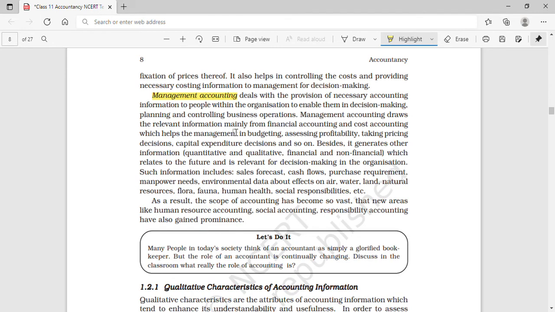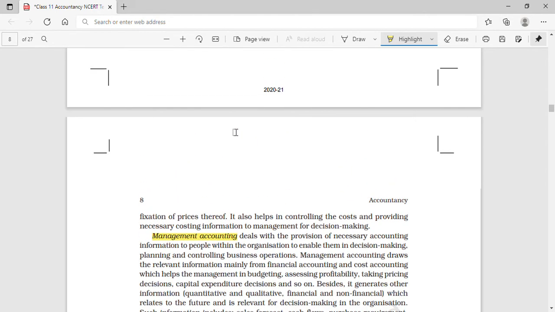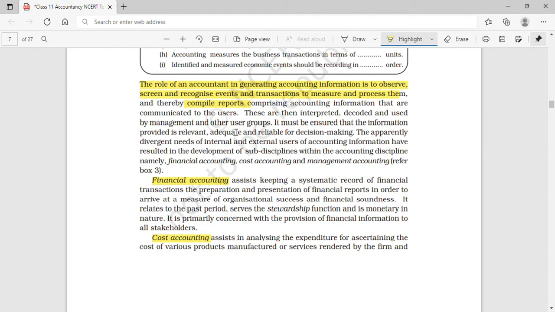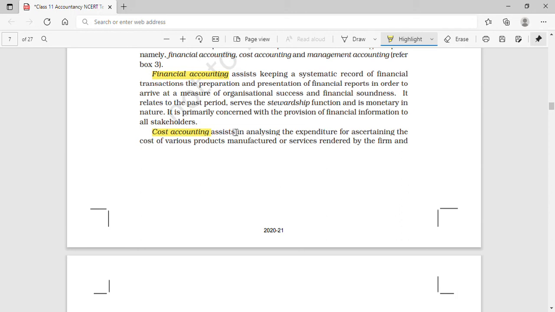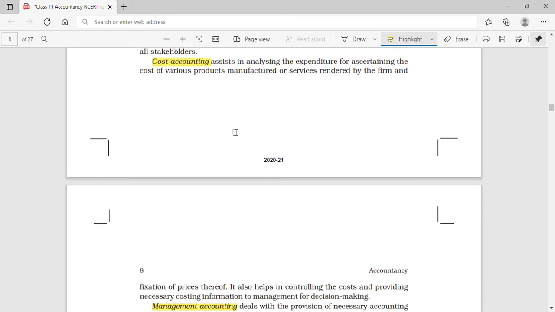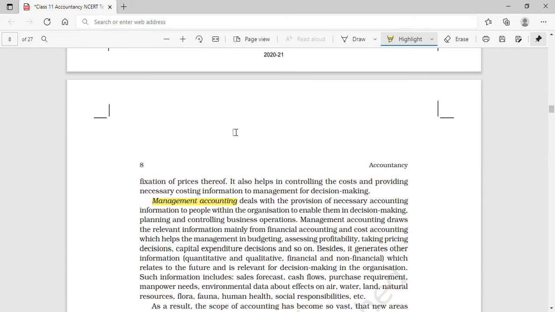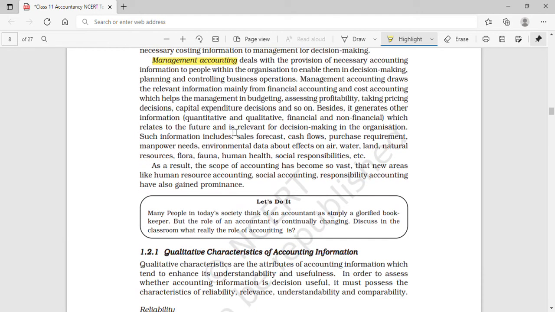So what were the three things which I explained? Financial accounting, cost accounting, and management accounting. Financial accounting is the preparation and presentation of your financial reports. Cost accounting covers the costs of manufactured goods, how the price is fixed, and the services rendered by the firm. And last is management accounting, which helps in decision making, planning and controlling business operations. So we finished those three.